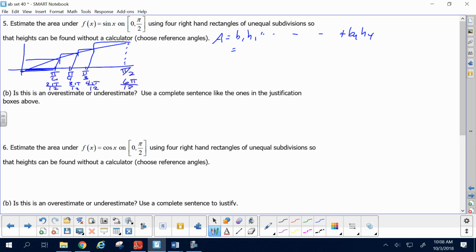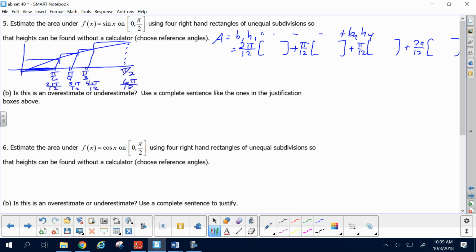I think it'll go easier if I find each base first. What's the first base? 2 pi/12 or pi/6. Either one is fine. Times the height, I'll find it in a minute. What's the next base? From 2 to 3 pi/12 is pi/12. Times the height, I'll find it in a minute. How far is it from 3 pi/12 to 4 pi/12? That's a pi/12. I'll find the height in a minute. And the last base is from 4 pi/12 to 6 pi/12. That's 2 pi/12. I'll find the height in a minute.